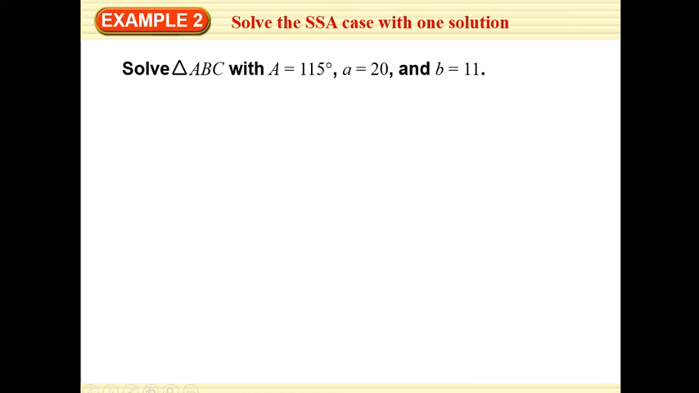All right, so example 2. Solve the side-side-angle case with one solution. So I have one solution here. Angle A is 115 degrees, which means it is obtuse, so I'm going to fall on that left side of the chart. And A is 20 and B is 11.